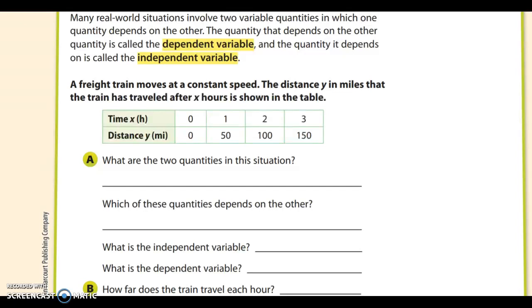So what you notice here is that time is passing. We go from 0 hours to 1 hour to 2 hours to 3 hours. And as time is passing, the distance is increasing. At 0 hours, the distance is 0. At 1 hour, the distance is 50. What are the two quantities in this situation? They just want to know the words here. What are the two quantities? Time and distance.